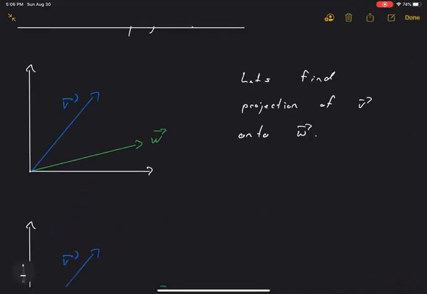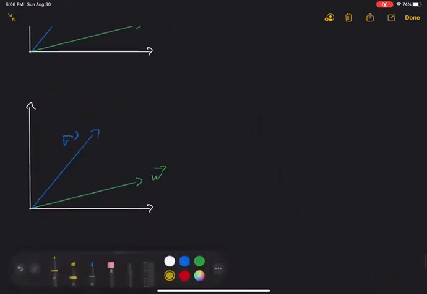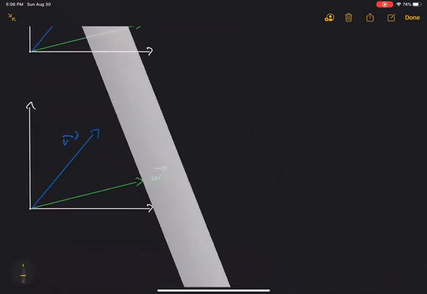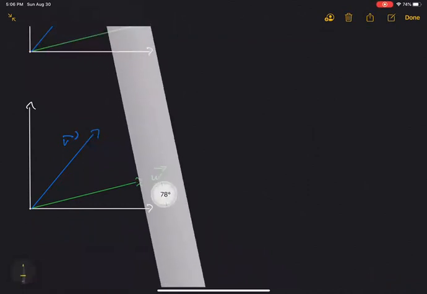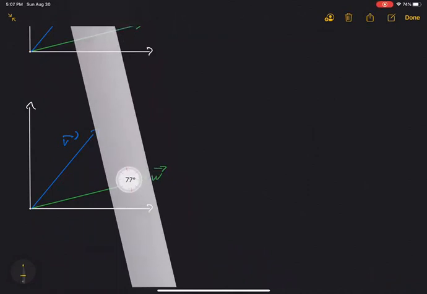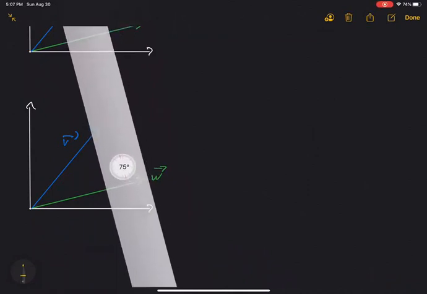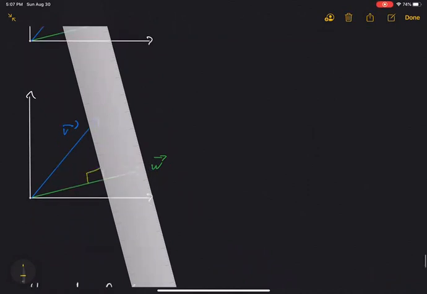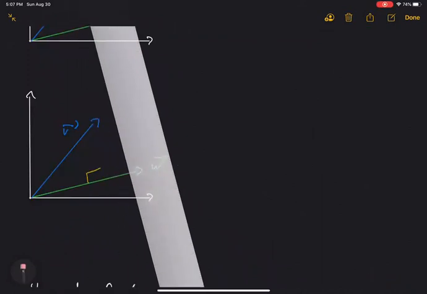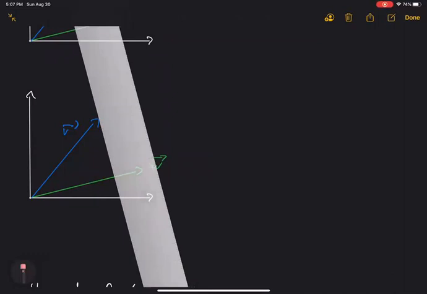Let's say I have v, and what I'm going to do is take my ruler and put it at 90 degrees, not to any axis or anything, but to my vector w. So this is pretty much perpendicular to my axis w, right? It's like 90 degrees, let's say.